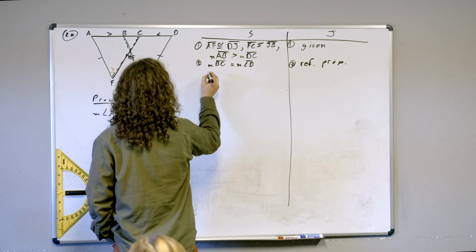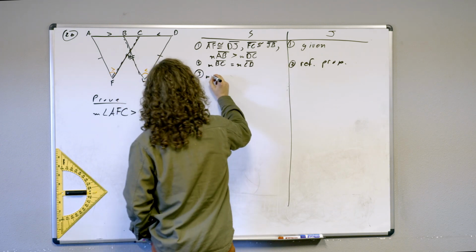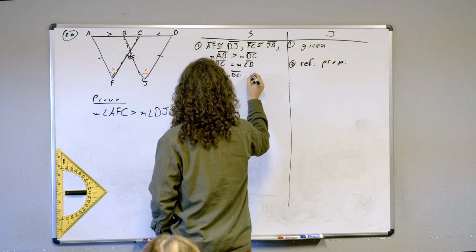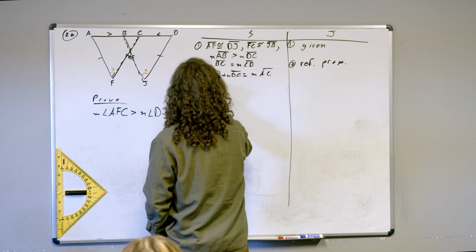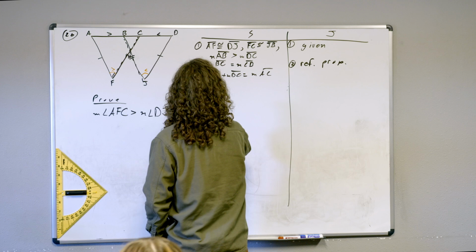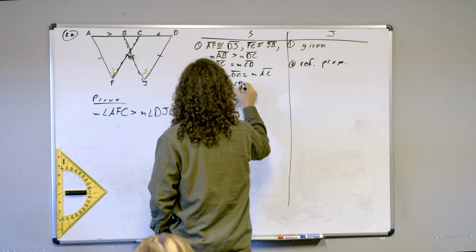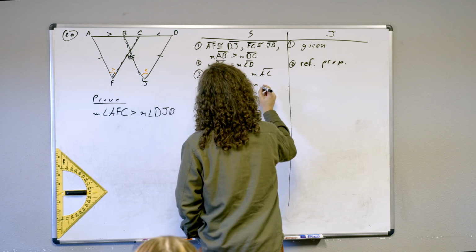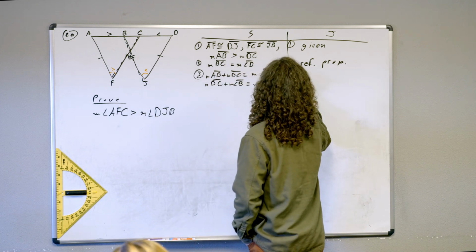So, let's do segment addition real quick. Are you sure about that? AB plus the measure of BC equals the measure of AC, and the measure of DC plus the measure of CB equals the measure of DB, because segment addition.